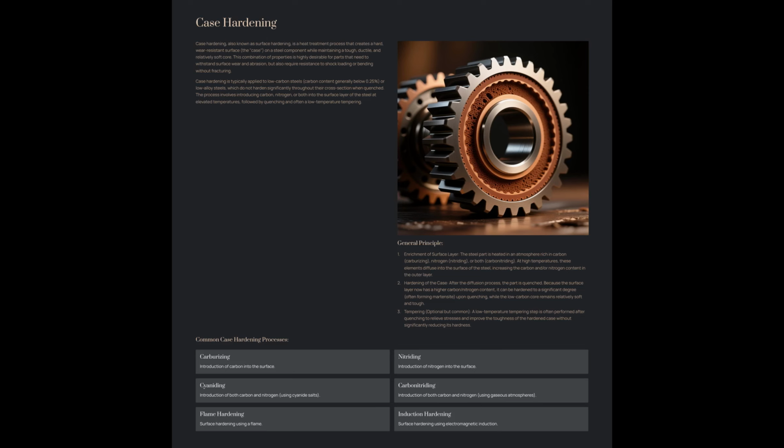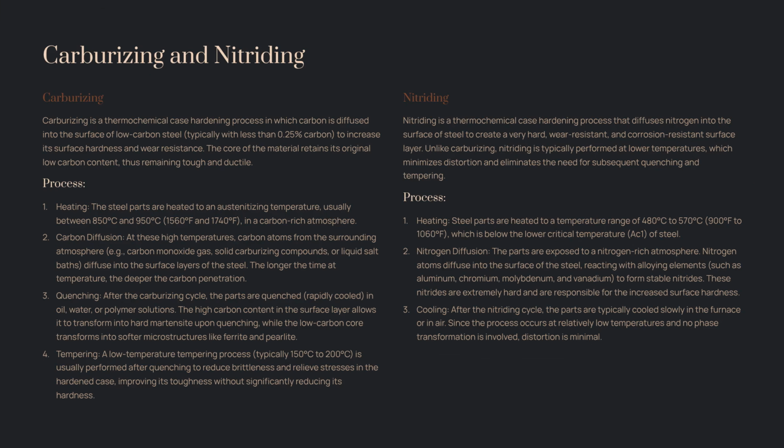Carburizing. Carburizing is a thermochemical case hardening process in which carbon is diffused into the surface of low carbon steel, typically with less than 0.25% carbon, to increase its surface hardness and wear resistance. The core of the material retains its original low carbon content, thus remaining tough and ductile.